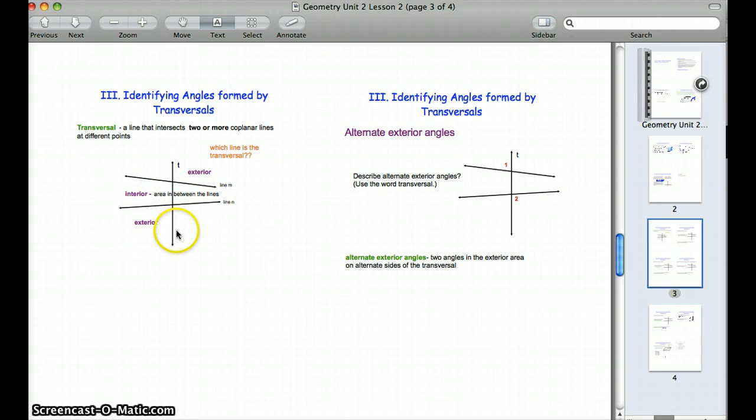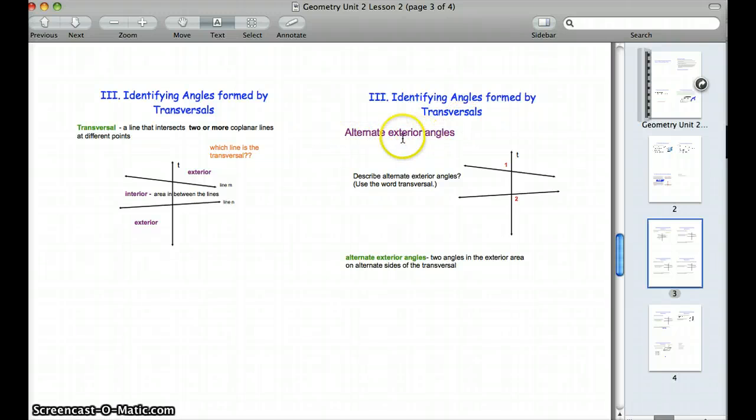So now our interior is our area in between these lines. Think of the inside. So these 2 lines here, the inside of these 2 lines is right here. The outside is the outside of these lines, which is out here. Okay? Let's go over here to identifying angles formed by transversals.